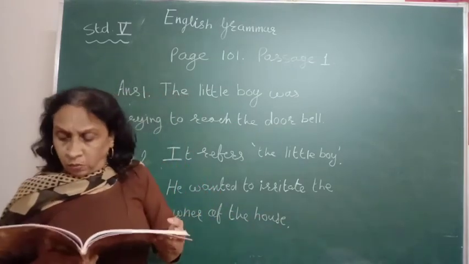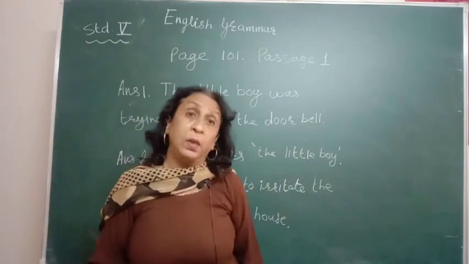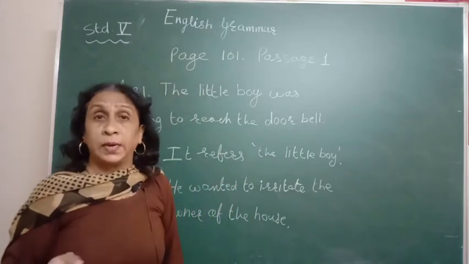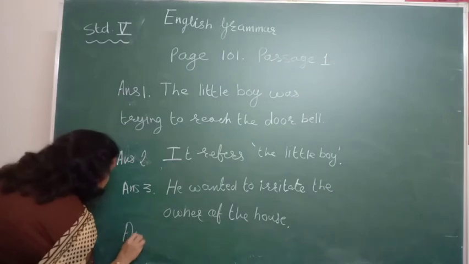Now, who did the owner of the house see at the door? Now, the boy had run away. Then who was standing at the door? The owner came out. Then whom did he see? Who was standing at the door? The old man. So, whom did the owner see at the door?